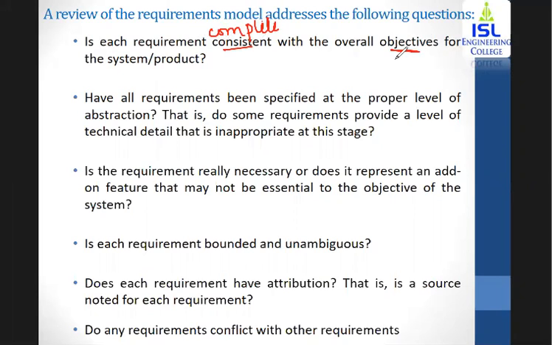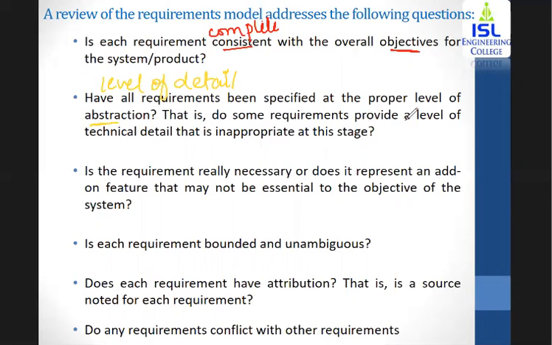The next question is, have all the requirements been specified at the proper level of abstraction? What is the level of abstraction? It means the level of detail, how much detail is given for each requirement, whether all the requirements are explained in the level of detail that was required, or whether some more information is required. You are going to identify that.